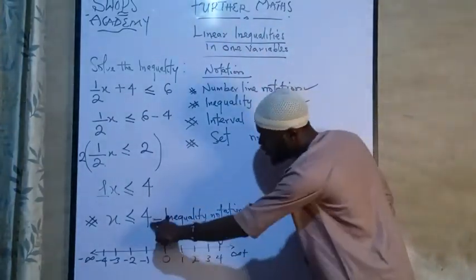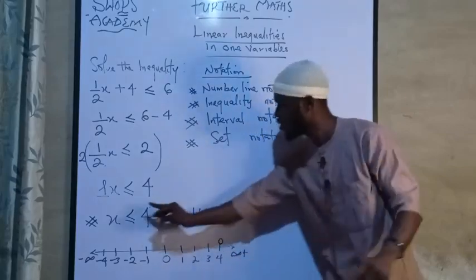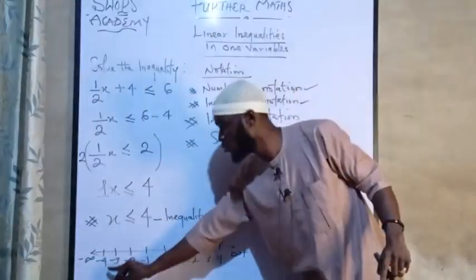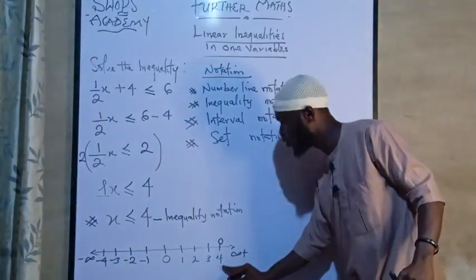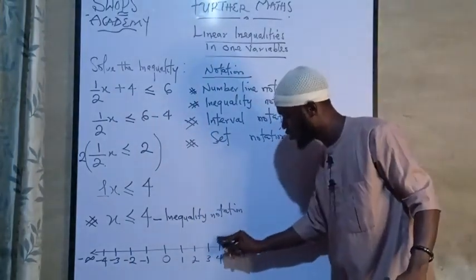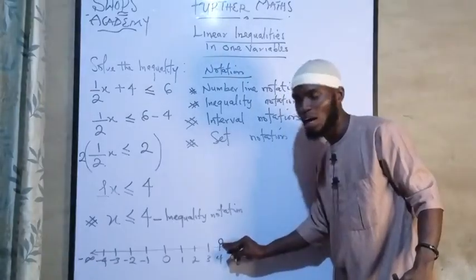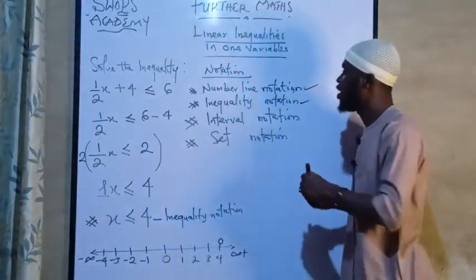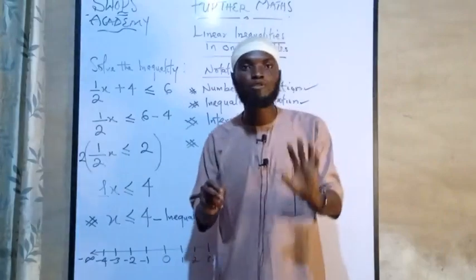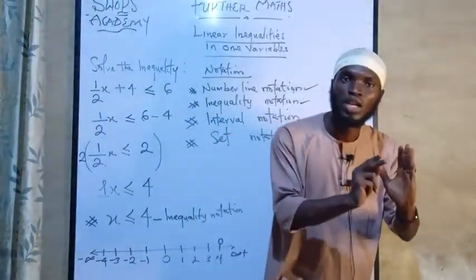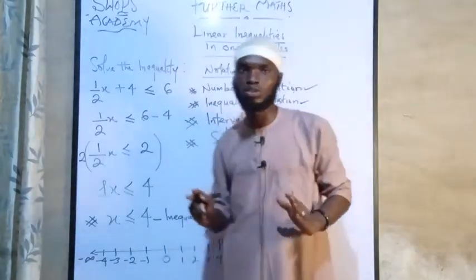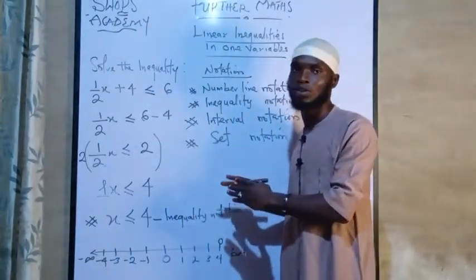You come to the 4. This is 4. Positive 4. It is not minus 4. If it is minus 4, you come over here. This is positive 4. You come and you circle the top. When you circle the top, I said we have how many types of circle? We have 2. We have the open one and we have the closed one.